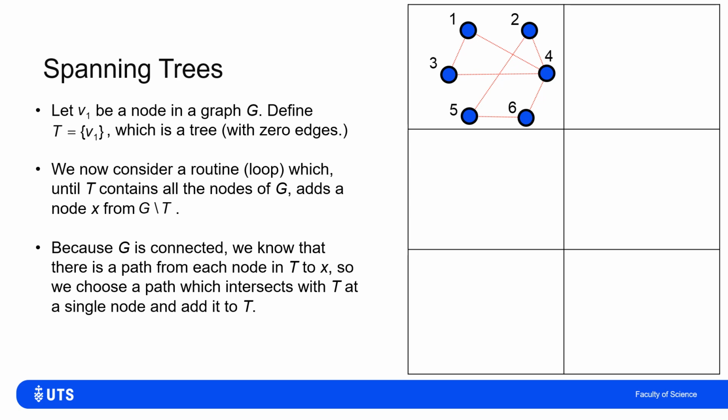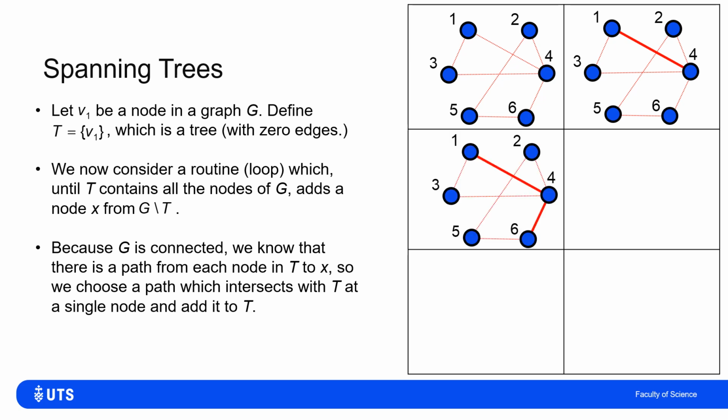So if I choose, say, node 1 to start with, then once I've got node 1 and my first tree is just 1, I need to pick a node which I can connect by an edge. So here I pick node 4, and I choose to have the edge 1-4 in my tree. Now I pick another node from the original graph, and in this case I pick node 6, and so I draw in the edge 4-6.